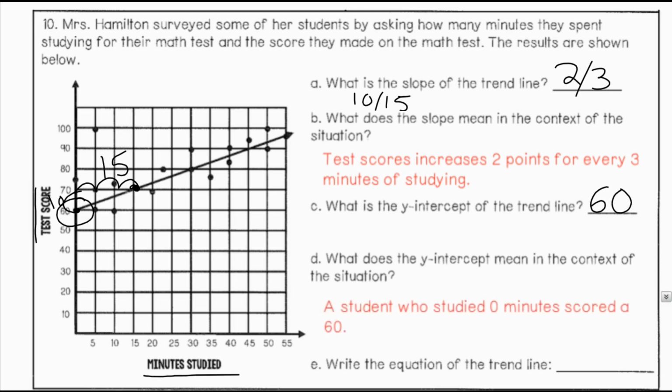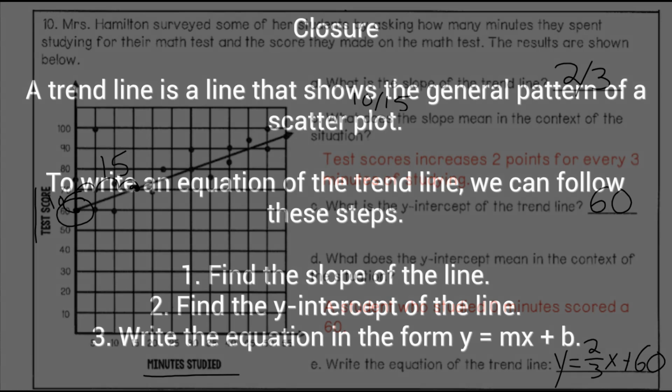Now, putting this all together in an equation, remember equations of trend lines are just y equals mx plus b. I found my slope already, so 2/3 x, and then I found my y-intercept, so plus 60. So my equation, y equals 2/3 x plus 60, is the equation of this trend line.